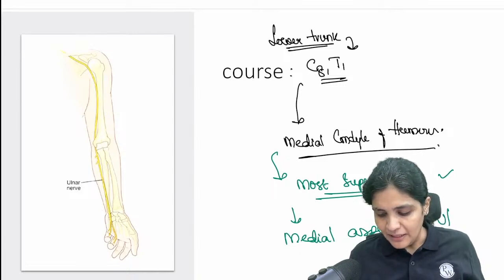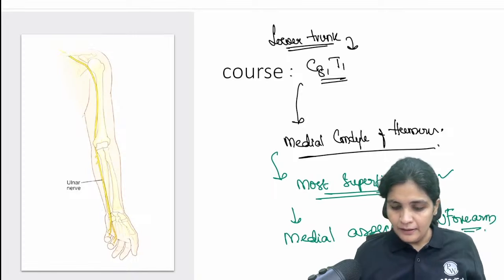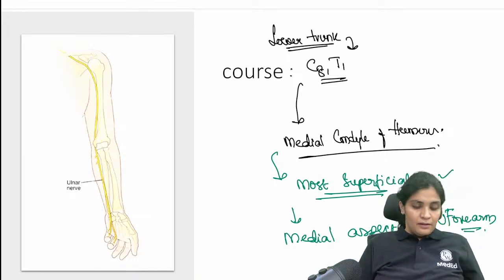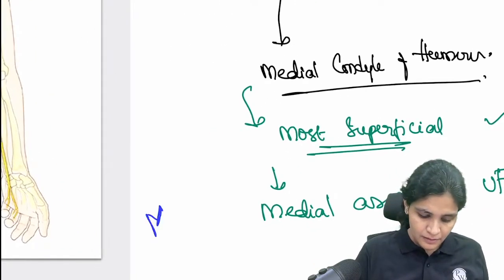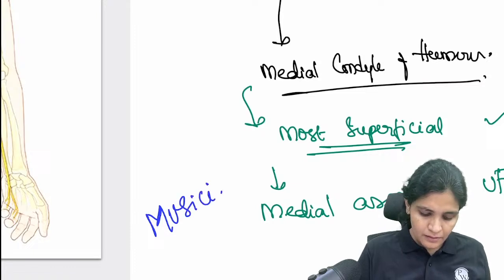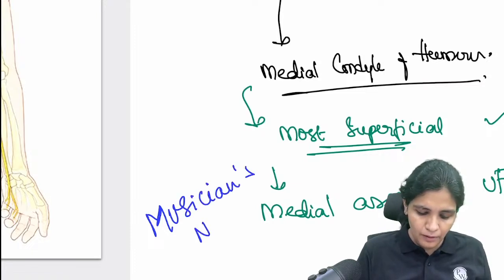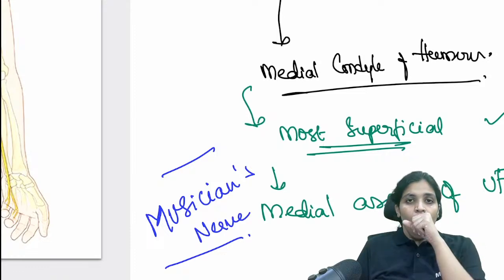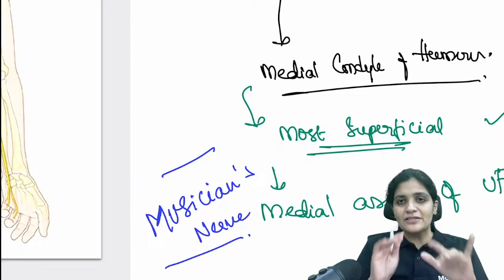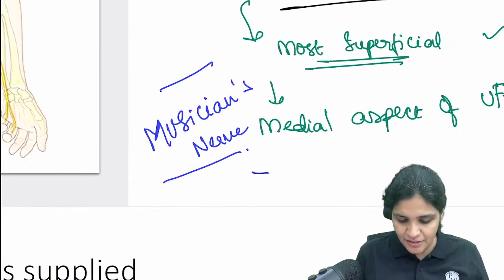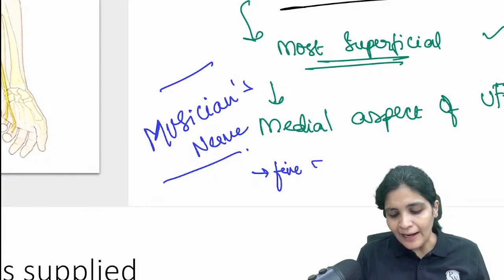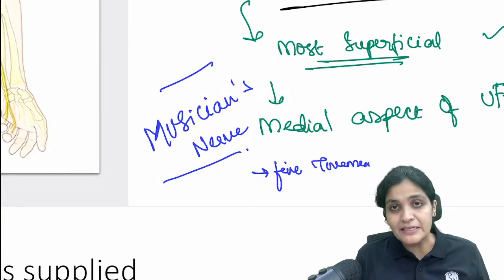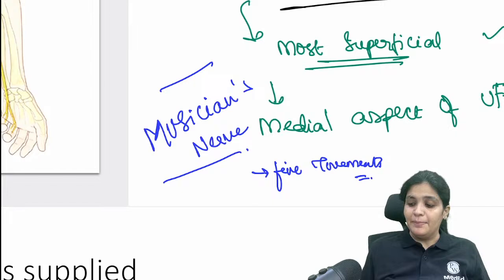And what is the special name of the ulnar nerve? It is called the musician's nerve. Why is it called the musician's nerve? Because it is all related to the fine movements. Most of the intrinsic muscles of the hand are supplied by the ulnar nerve.